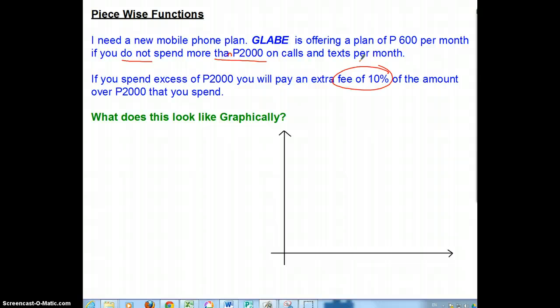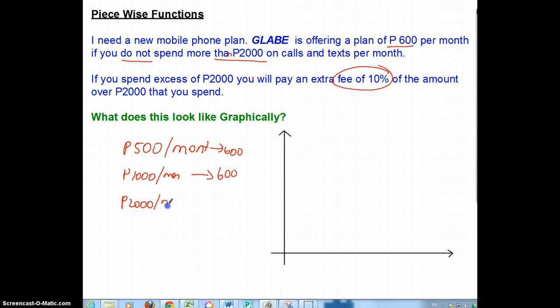Okay, that's a lot of words there. I'm going to see what that looks like graphically. Let me see if that helps me get my head around it. If I spend 500 pesos per month, I'm only going to pay 600 pesos. What if I spend 1,000 pesos per month? Once again, if I'm not going over my 2,000 pesos of calls, I'm only paying 600 pesos. In fact, even if I spend 2,000 pesos per month, I'm only paying 600 pesos.